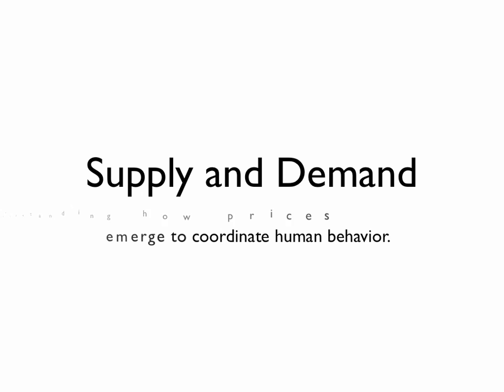This is the third part in a three-part series of understanding how prices emerge to coordinate human behavior. And in this video, we're going to bring supply and demand together to understand equilibrium prices and what that means, and then changes in our market here.